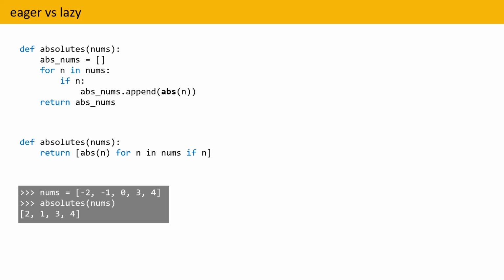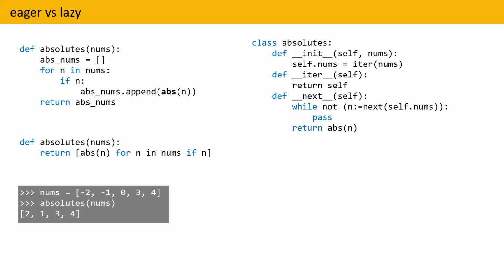However, if we try to implement a lazy iterator that computes the absolute numbers while filtering out zeros, we end up with this rather complex and lengthy implementation.